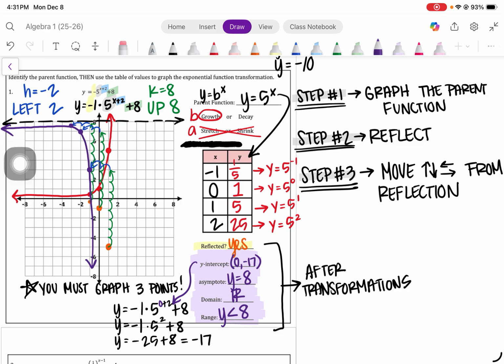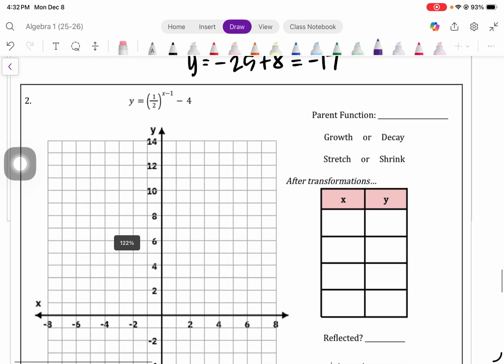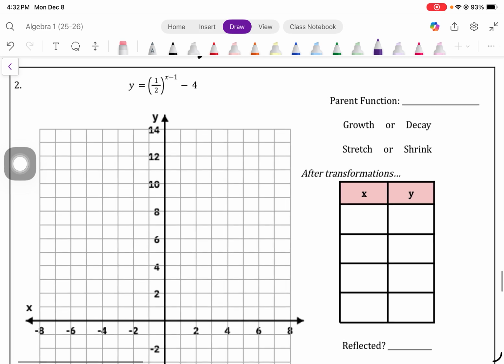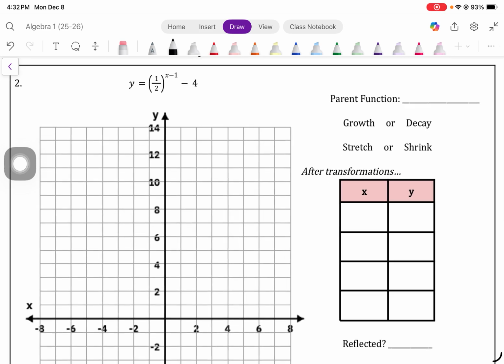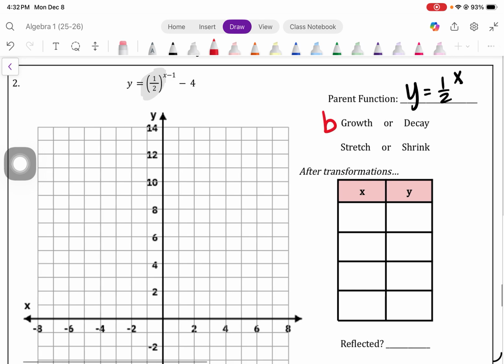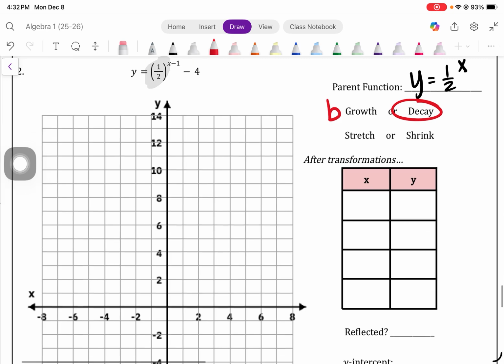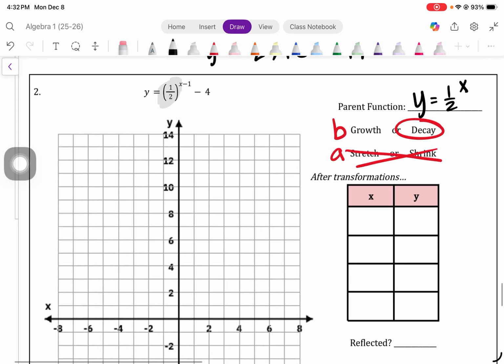Last question, number 2 in the graphing section. First things first is always to identify your parent function, which is always just b to the x. So we have y equals 1/2 to the x. My b value is less than 1, so I'm going to have a decay when I first graph. My a value is 1, so I don't have a stretch or shrink because my a value doesn't do anything to the number. We're going to use our parent functions for our table of values.